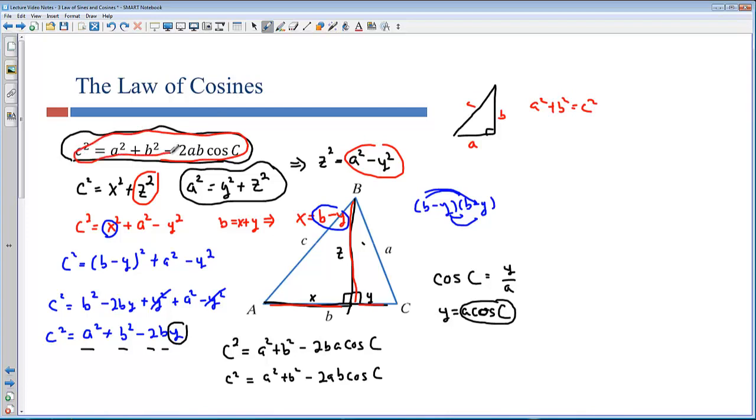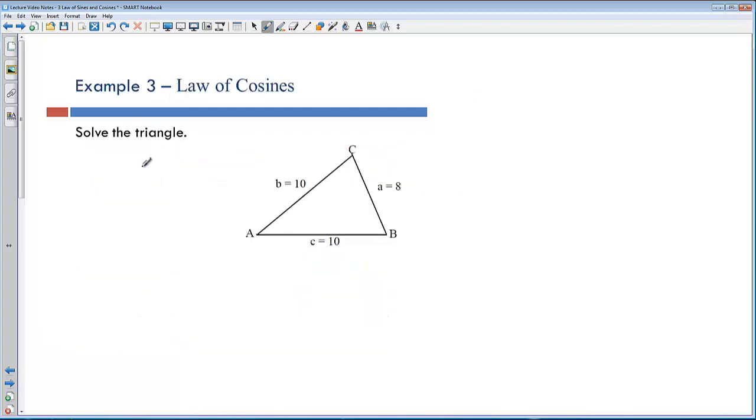All right, let's do a problem with this one. It's kind of a tough one. So in this problem, we want to solve the triangle. They give us all three sides. So what we really want to do is find angles A, B, and C. That's what we're looking for, these three angles here. So that's our picture. And to do it, we're going to use that law of cosines.